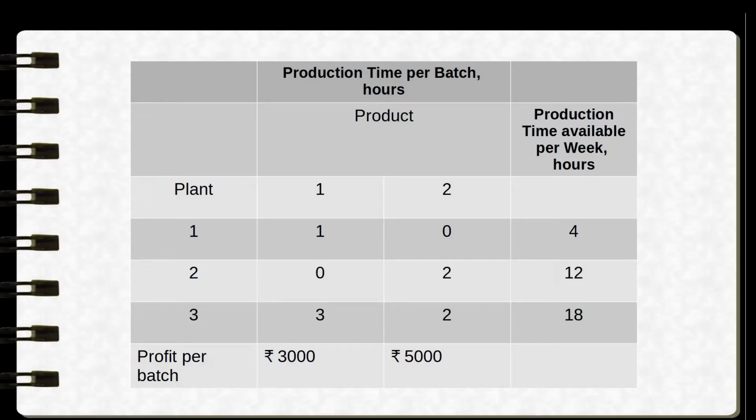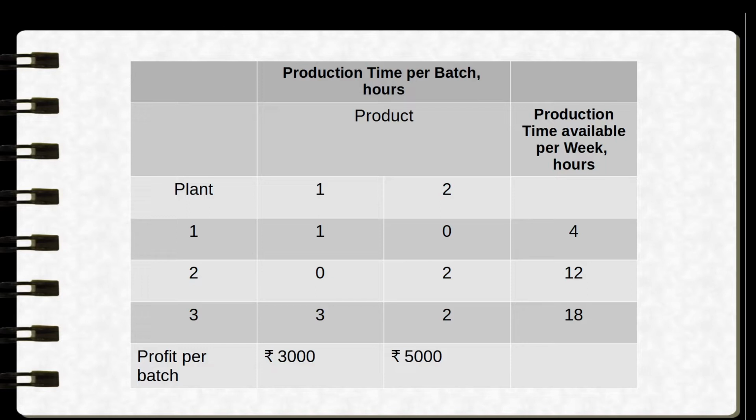Since there is some profitability issue after taking over, the management has decided to study the operations of the plant, and the results are on your table. It is found that plant number 1 has 4 hours of slack time per week. Plant number 2 has 12 hours of slack time per week, and plant number 3 has 18 hours of slack time per week. Now, what is slack time? Slack time is the number of hours that the employees are not working.